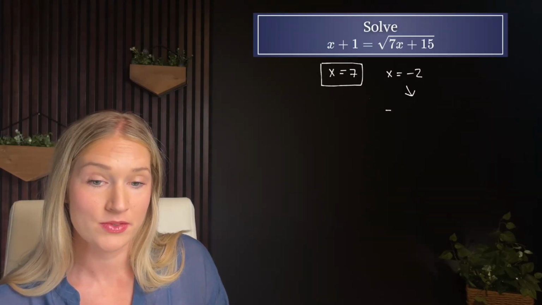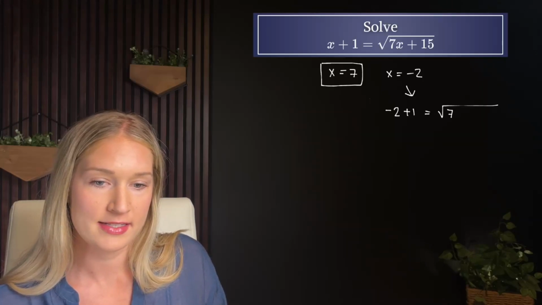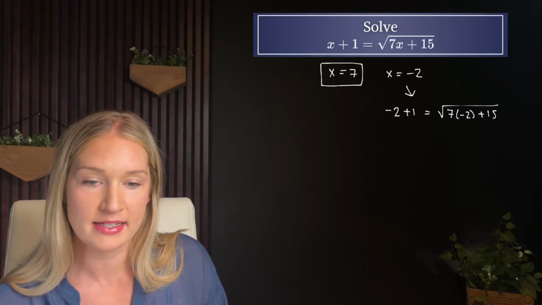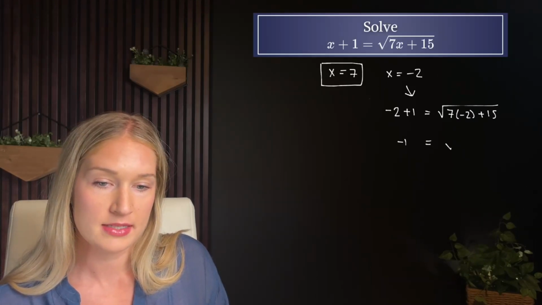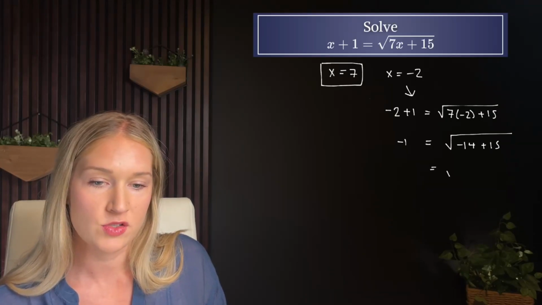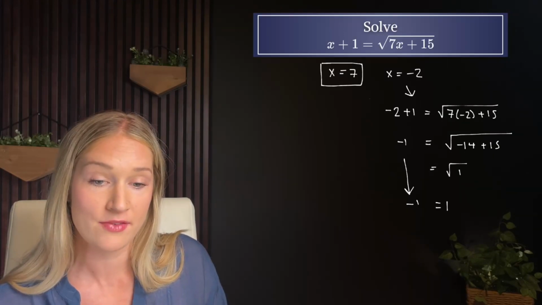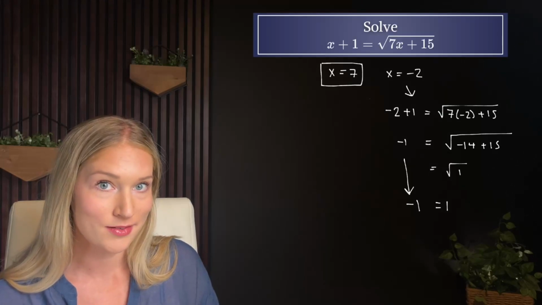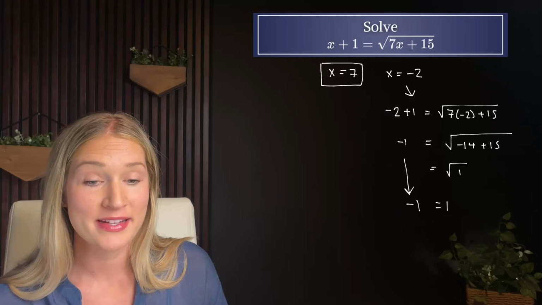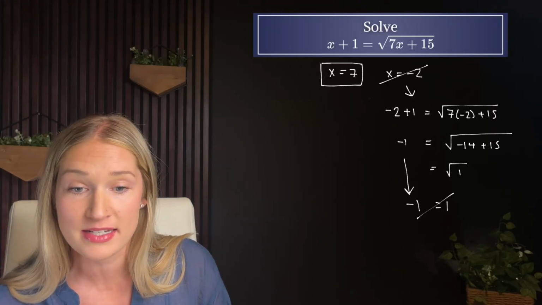Plugging in that negative 2 everywhere there's an x, I have negative 2 plus 1, and then the square root of 7 times negative 2 plus 15. On the left, I add to get negative 1, and on the right, I simplify underneath the radical. Negative 14 plus 15 is square root of 1, which is 1. So the claim here is that on the left, I have a negative 1, and on the right, I have 1. So negative 1 equals 1? That doesn't make any sense. Negative 1 equals 1 is not a true statement, which means that x equals negative 2 is not a solution.